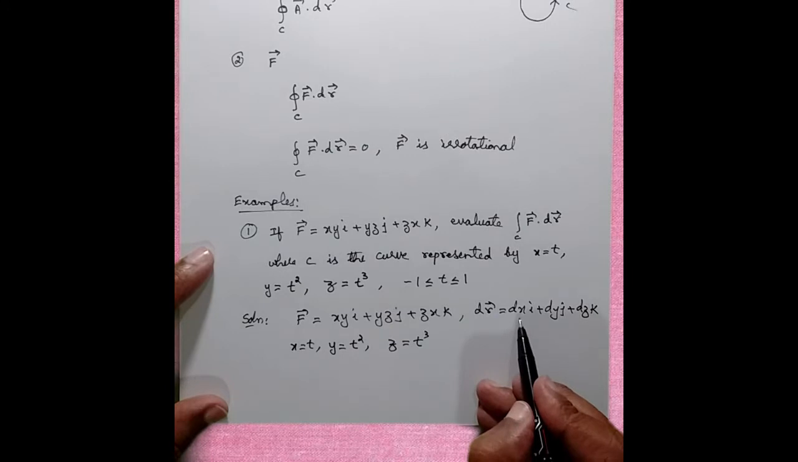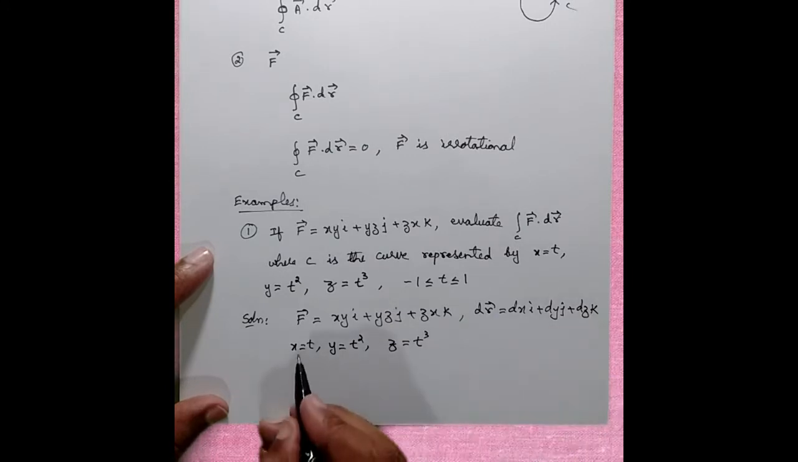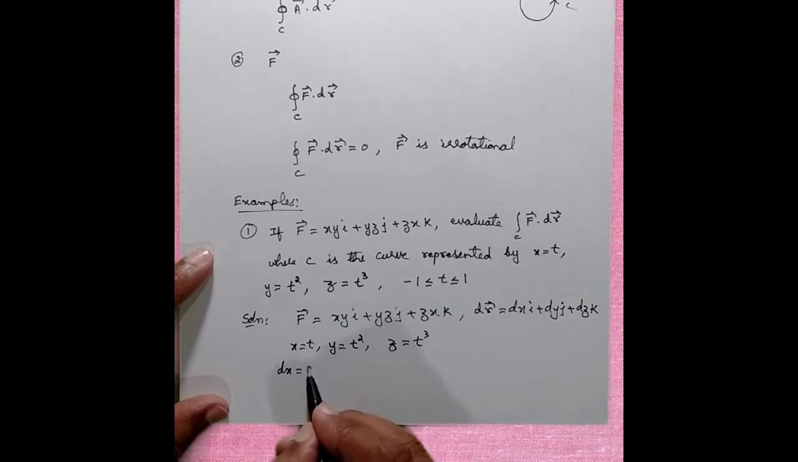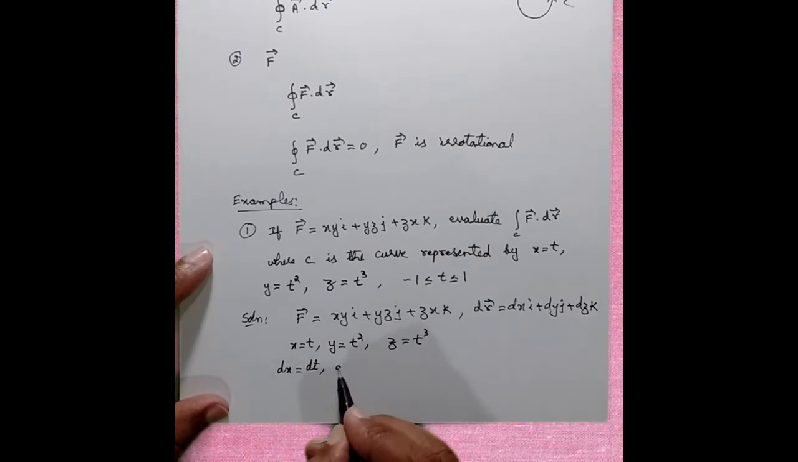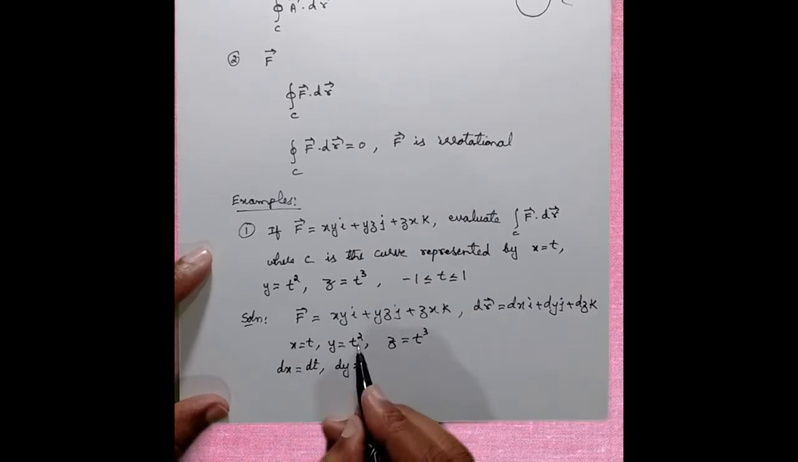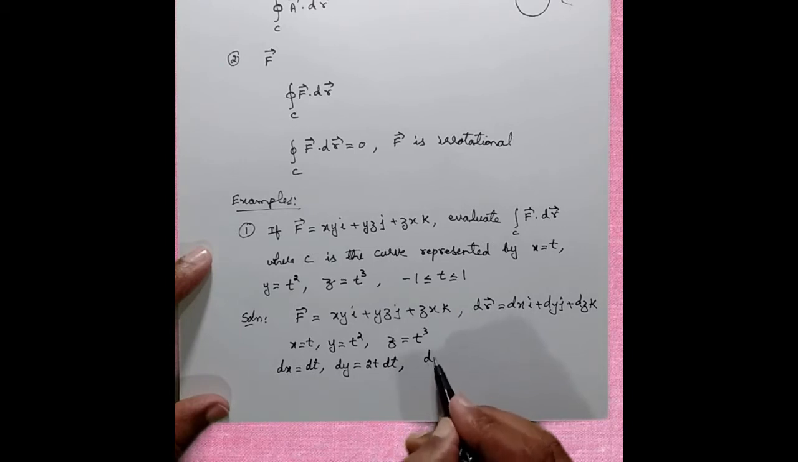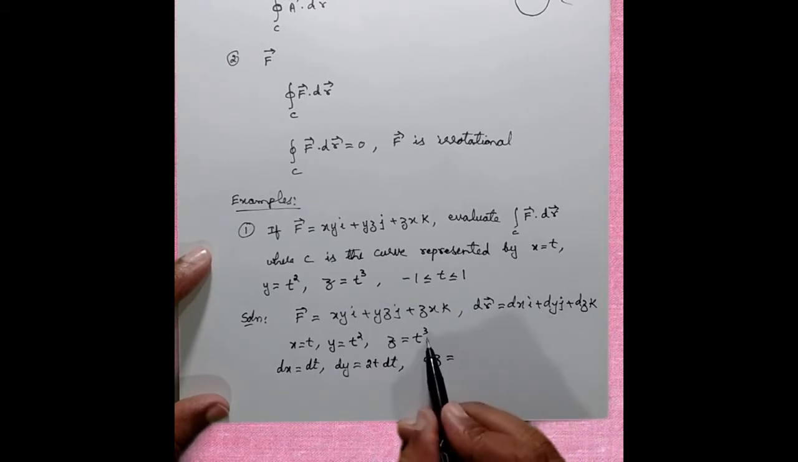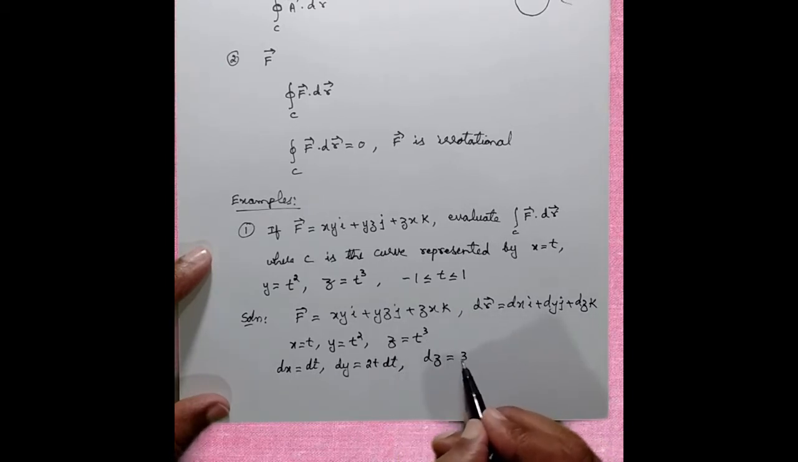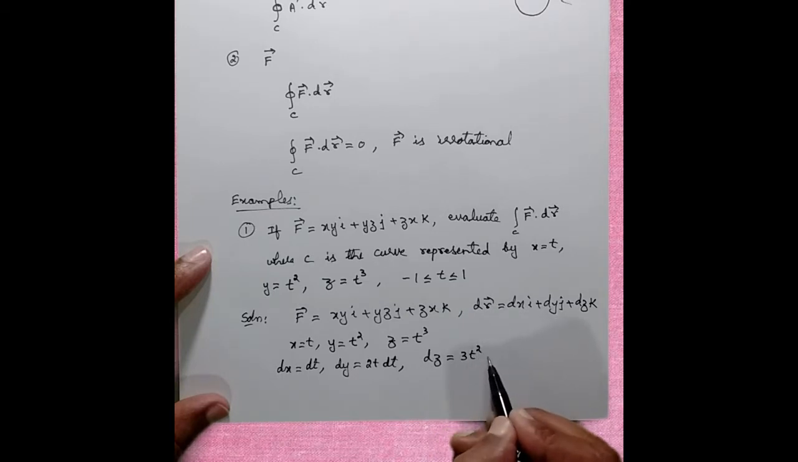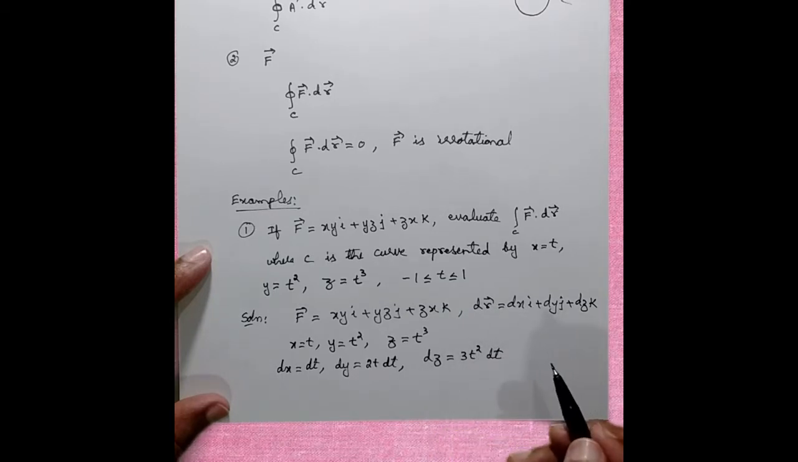So we need to find out the values of dx, dy and dz. From here, differentiate x: the derivative of t will be dt. Differentiate y: dy is equal to the derivative of t square, which is 2t into dt. Differentiate z: you will get dz equal to the derivative of t cube, which is 3t square into dt.